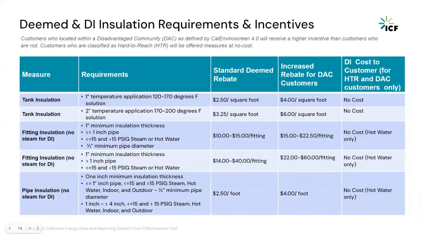Here's some further deemed measures that we offer, again, on the gas side. They also have the 3 tiers of rebates. Additionally, we have tank insulation, fitting insulation, and pipe insulation. Some of these measures you'll see in the far right column. If you qualify as HTR, we can actually offer them at no cost, where we're sending in a contractor and having them do all the work without any payment out of your pocket. Next slide, please.